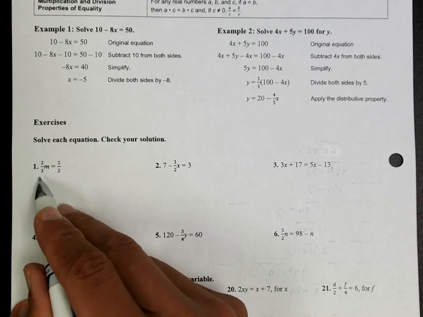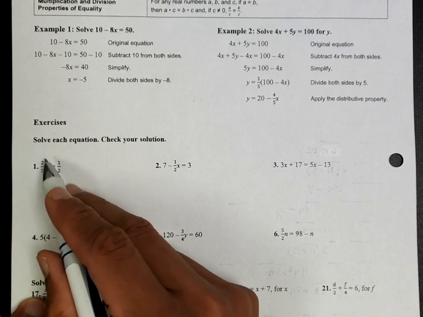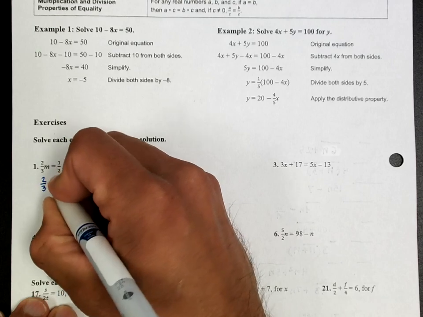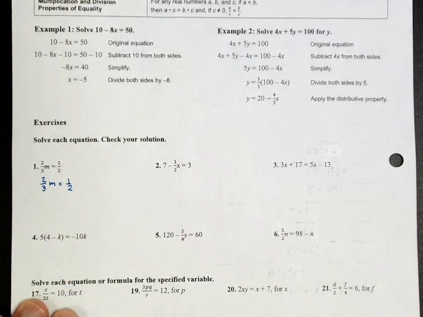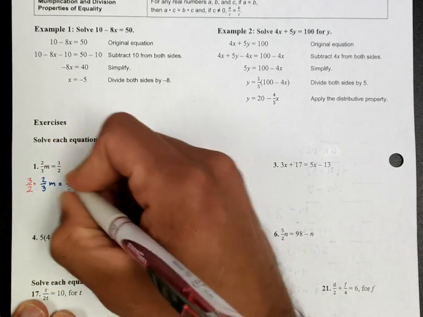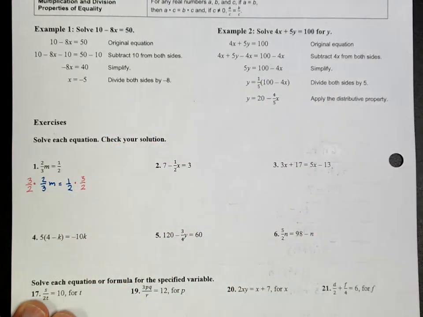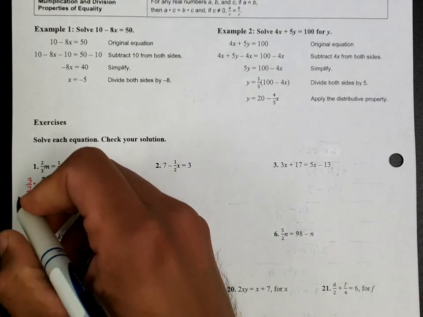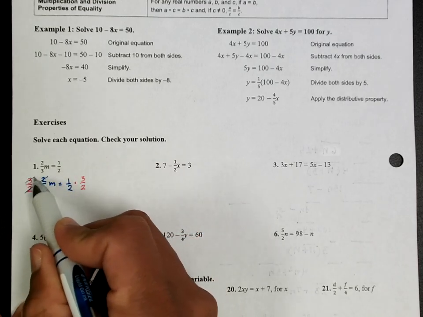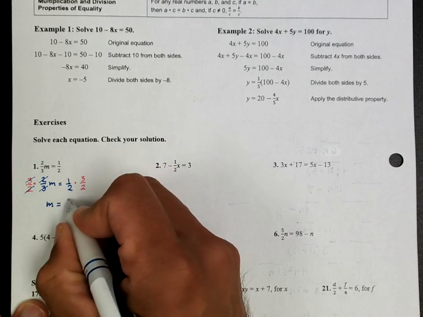So right here, if I have 2/3 m is equal to 1/2, I need to get rid of this 2/3. So first I'm going to rewrite this. I have 2/3 m is equal to 1/2. What I'm going to do here is multiply times the reciprocal. So I'm going to multiply this times 3/2, and if I do it to the left side, I have to do it to the right side. Okay? So when I do this, this will actually cancel this left side, and that's going to leave me with 3/4.